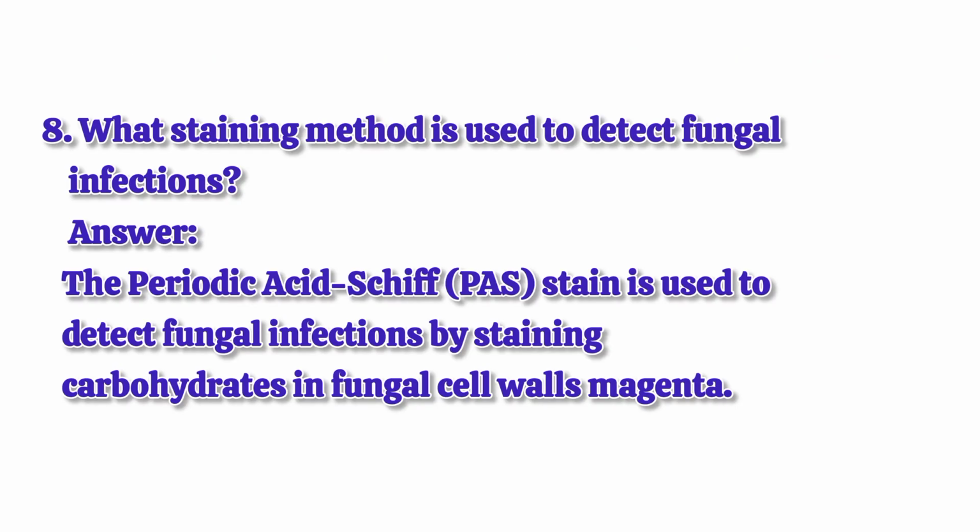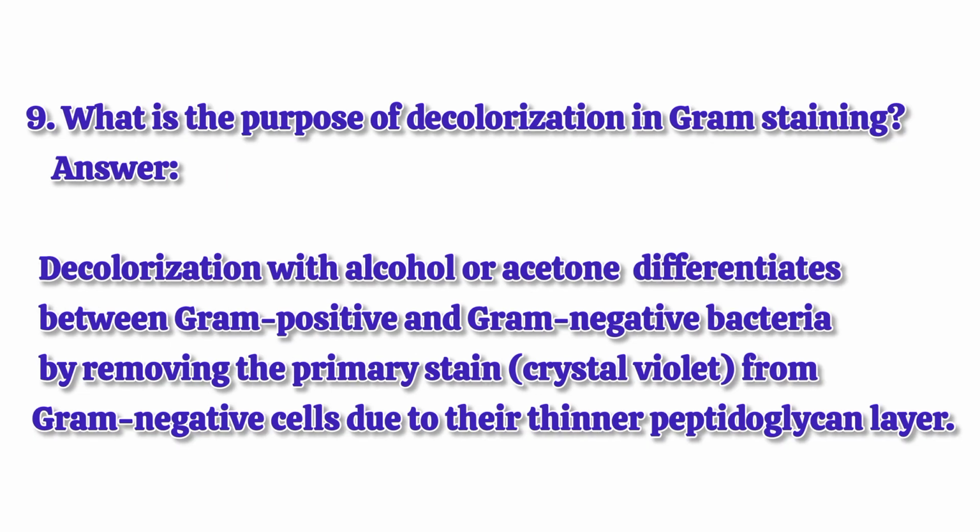8. What staining method is used to detect fungal infections? Answer. The periodic acid-Schiff, PAS, stain is used to detect fungal infections by staining carbohydrates in fungal cell walls magenta.